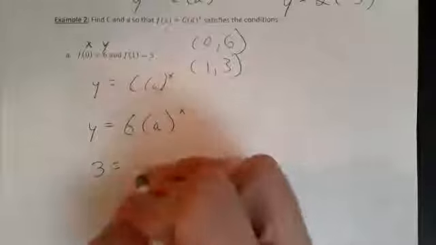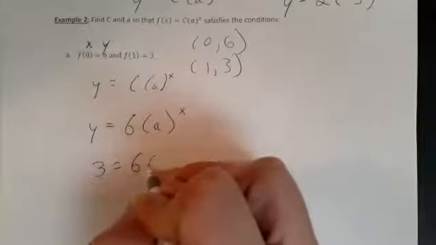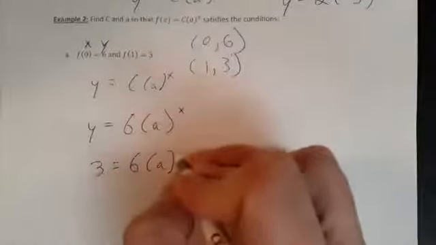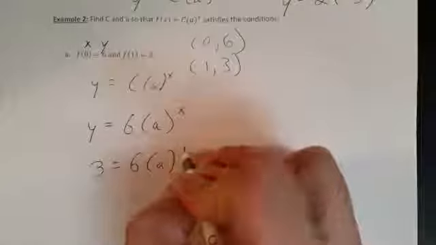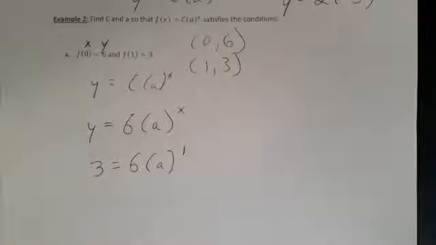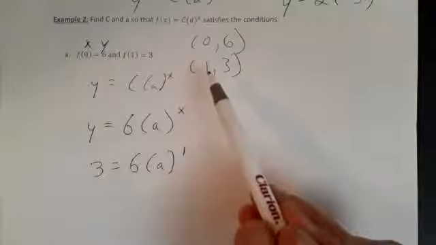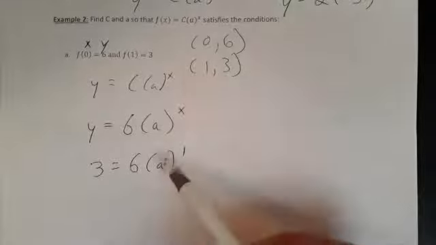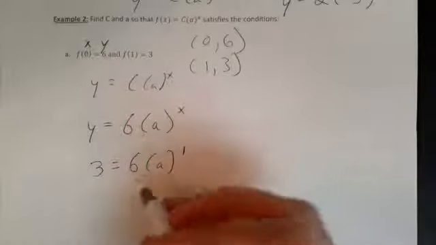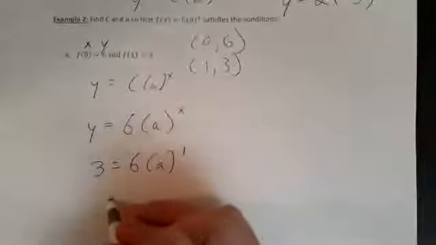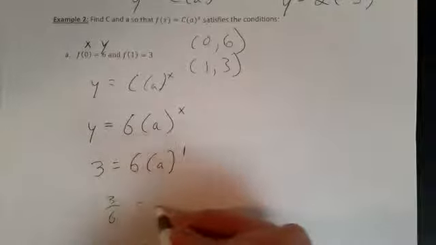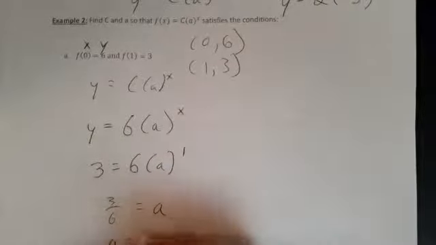I have 6 times A. I don't know what my A is, but my x is a value of 1. Isn't x just half? X is the one coming from here. Oh, wait, are you asking about A? Yeah, I think you're talking about A. Yeah, so we divide both sides by 6. 3 over 6 is equal to A. A is going to be 1/2.